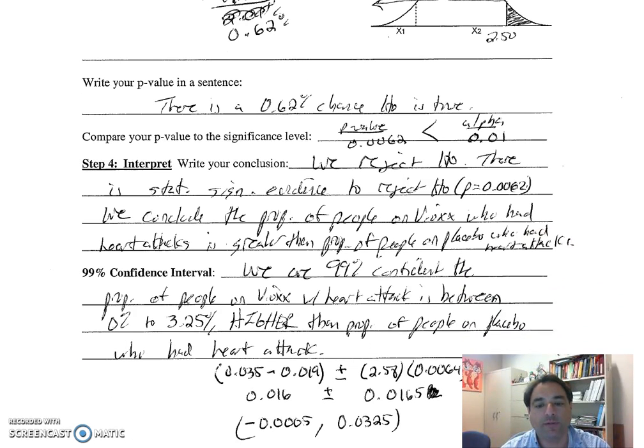When your p-value is smaller than alpha, we reject H0. There is statistically significant evidence to reject H0. Because of a very small p-value, we conclude the proportion of people on Vioxx who had heart attacks is greater than the proportion of people on placebo who had heart attacks. So what we're saying is, if you take Vioxx, you have a higher chance of a heart attack.